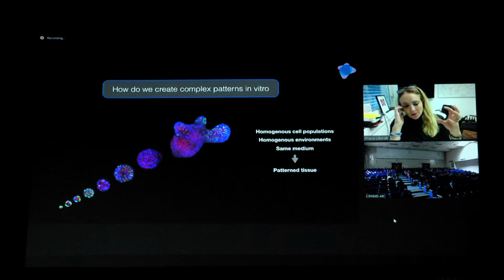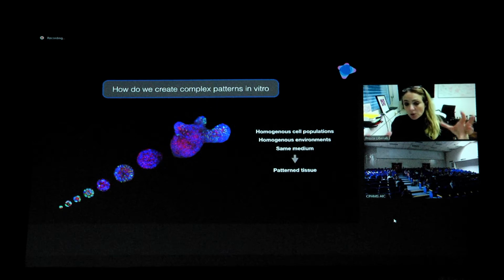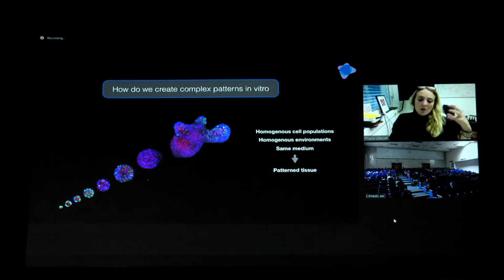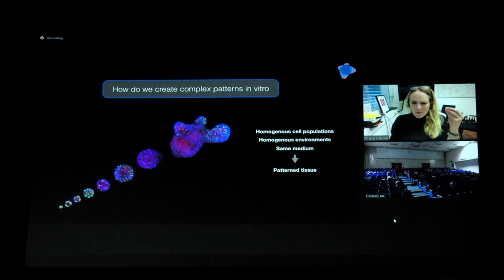So in general, that is what I think the whole organoid field and in vitro systems have really been showing: that we can start from an individual cell, and in some time, depending on the system, you get to a fully patterned tissue at the higher scale. So the main question is how an individual cell in a homogeneous cell population, because at this point cells are actually cousins, in a homogeneous environment and in the same medium, manages to create a patterned tissue. So how do we create complex patterned tissue in vitro?